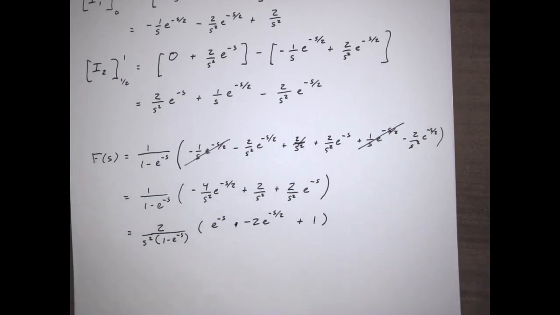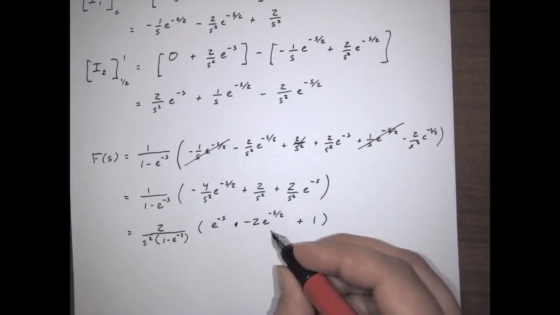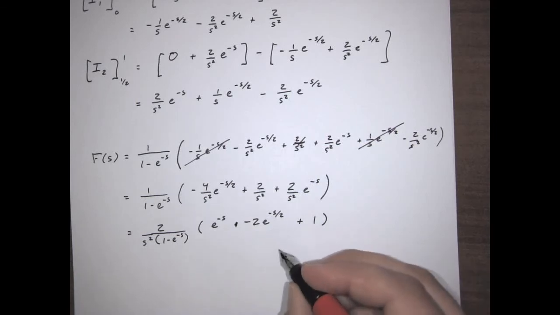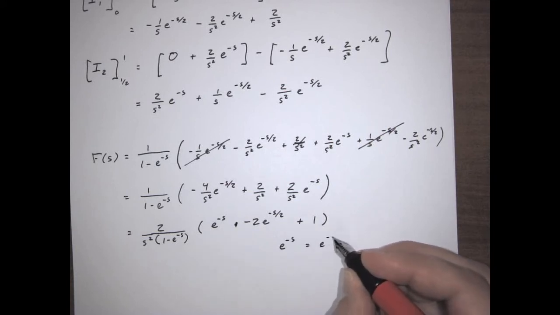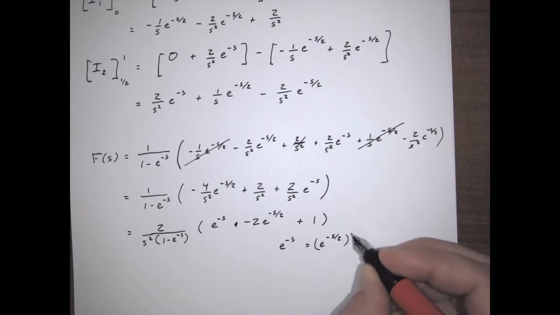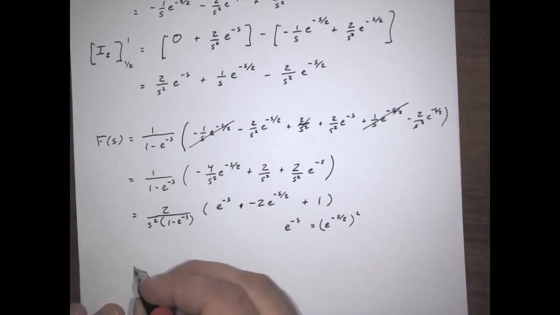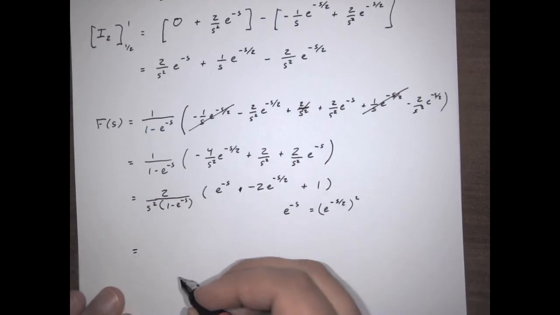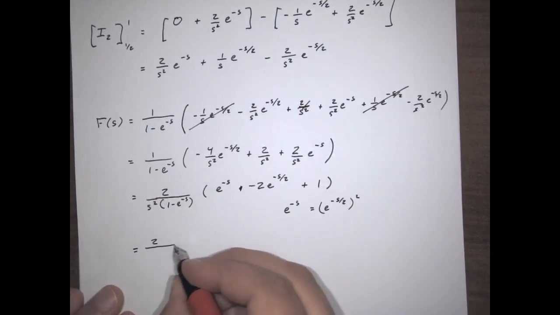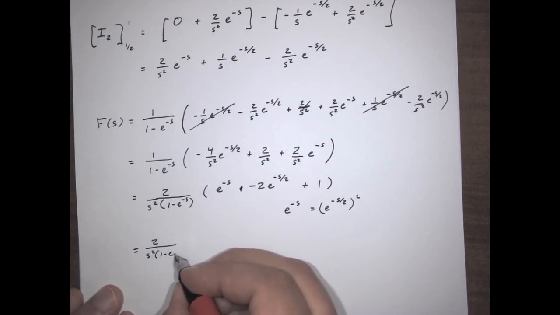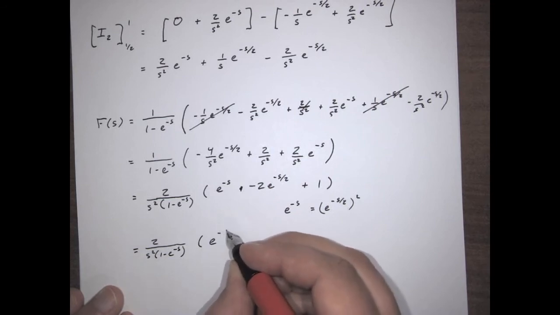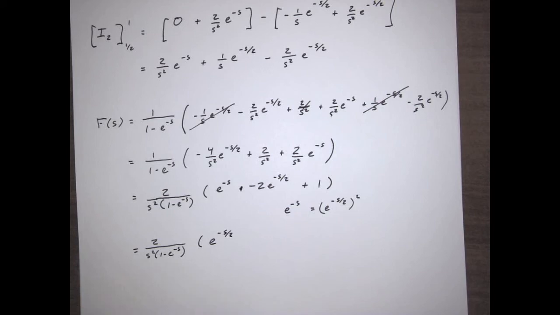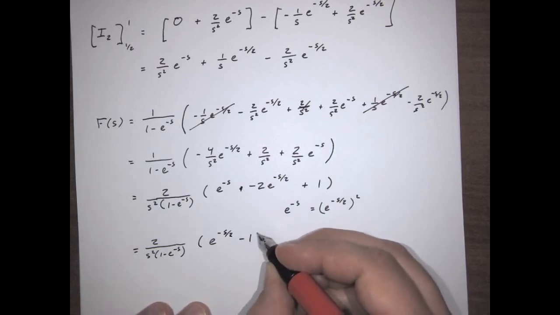But if we actually look at this, this is something that we could combine a little bit more, because e to the minus s is equal to e to the minus s over 2 squared. So therefore, this is actually a perfect square. So that means we're going to have 2 over s squared times 1 minus e to the minus s times e to the negative s over 2 minus 1 squared.